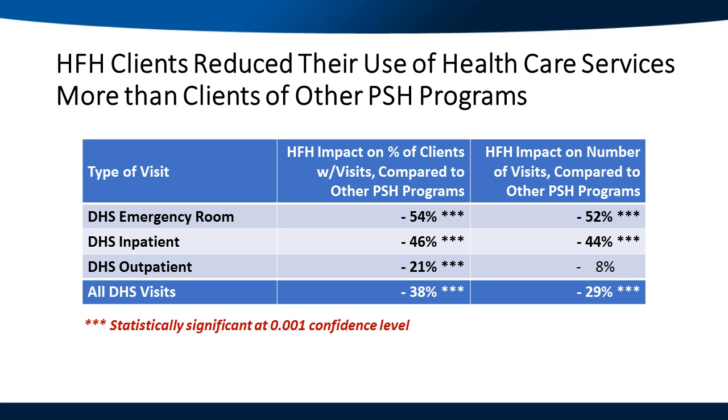So we're glad that even though the program may reduce outpatient use, perhaps because the clients are healthier, it does not significantly reduce the number of visits, because we want them to be regular users of primary care services. Overall, we see that all visits across DHS are reduced by 40%. The number of clients using DHS services is reduced by almost 40%, and the number of visits is reduced by about 30%.